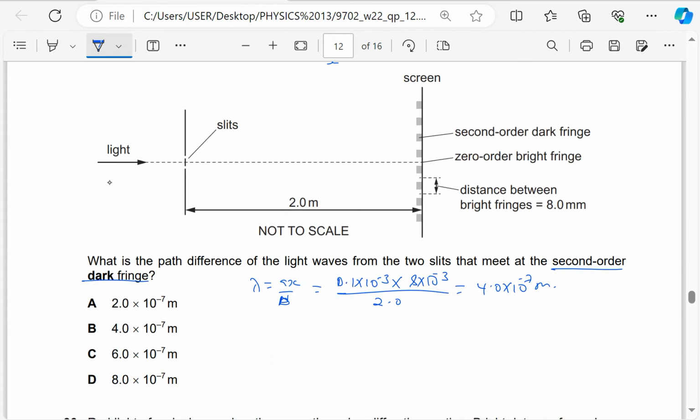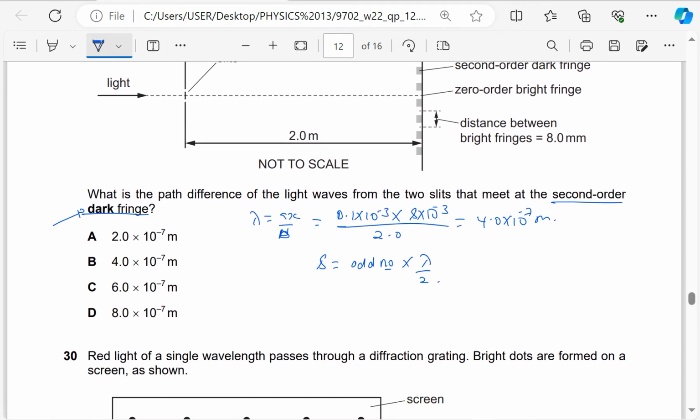First of all, for a darker fringe to be formed, the path difference should be an odd number times lambda over 2. So I'm just going to check the path differences to see which one gives me an odd number times lambda over 2. This one here, I'm just going to divide this by the wavelength.